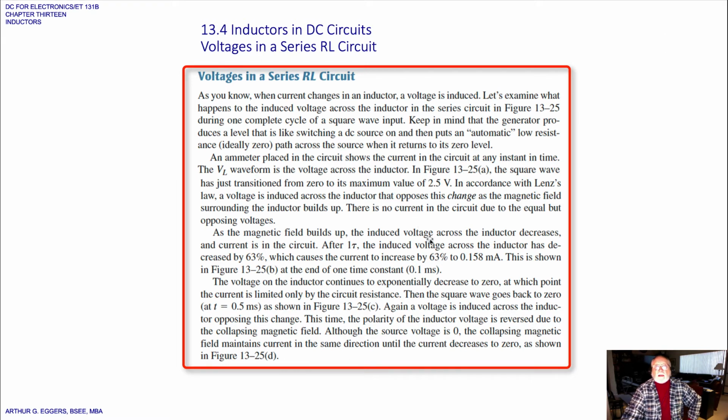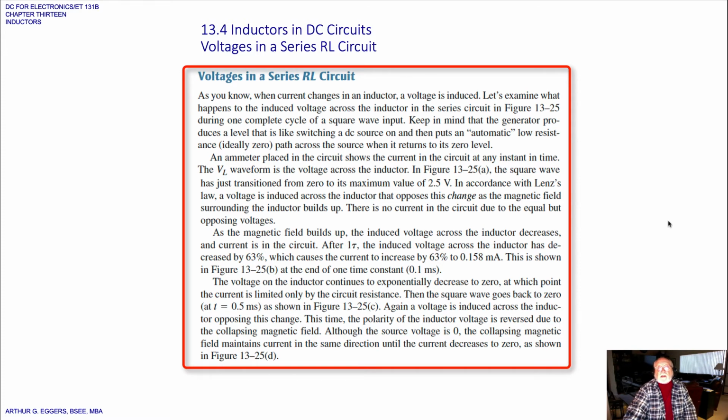So if you need to, go back to Lenz's law and familiarize yourself with that process. In accordance with Lenz's law, a voltage is induced across the inductor that opposes this change as the magnetic field surrounding the inductor builds up. There's no current in the circuit due to the equal but opposing voltages. As the magnetic field builds up, the induced voltage across the inductor will decrease and current flows in the circuit.